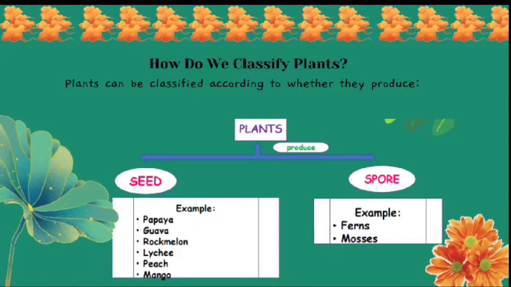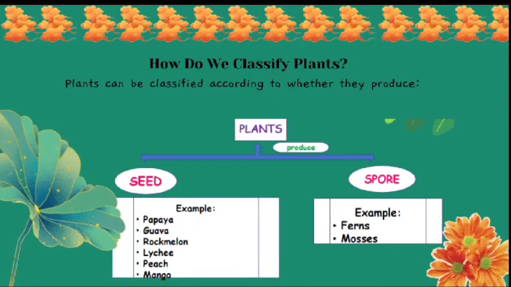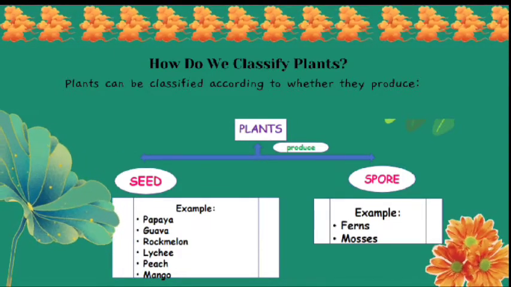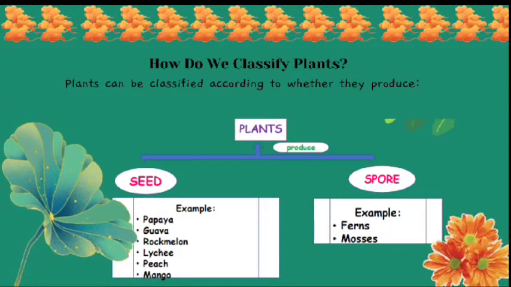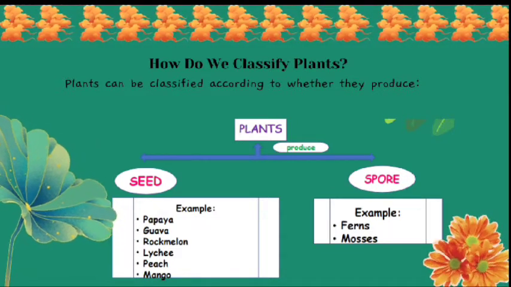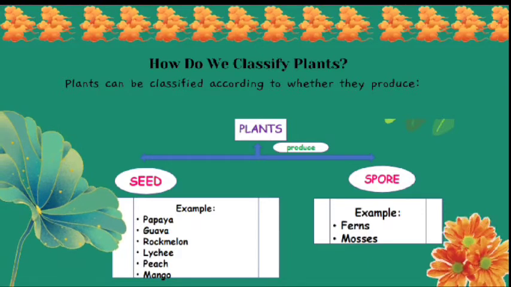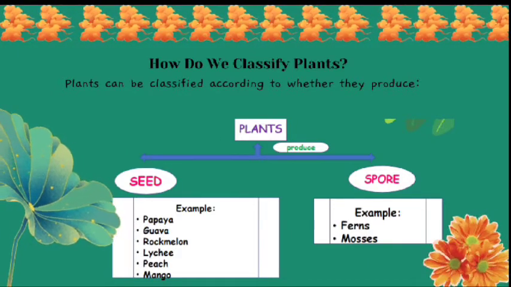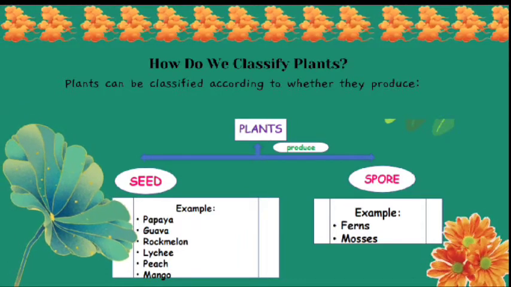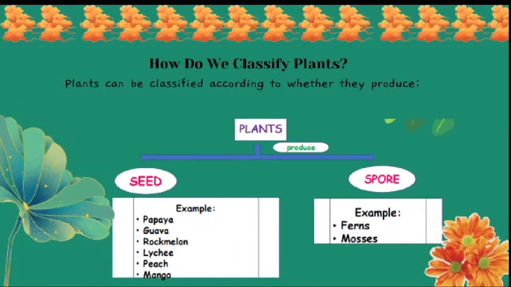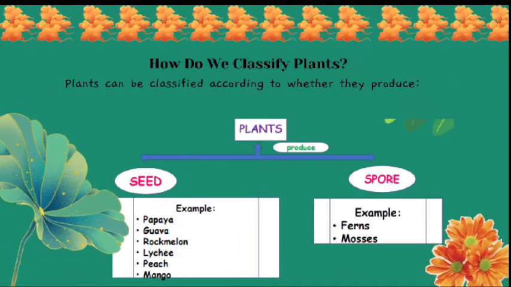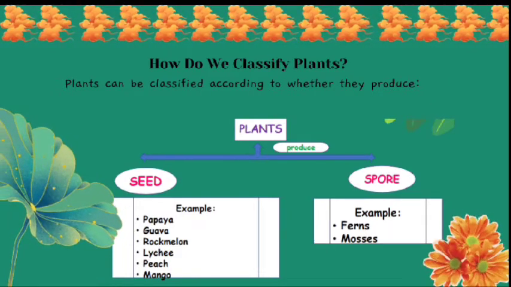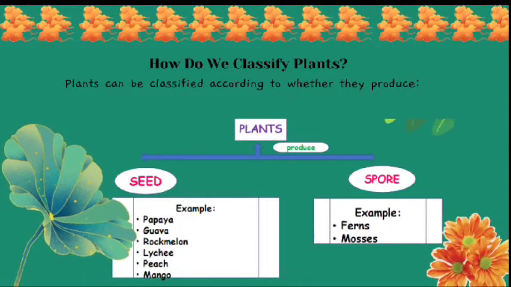How do we classify plants? Plants can be classified according to whether they produce seeds or spores. Plants that produce seeds, for example, are papaya, guava, rock melon, lychee, peach, and mango. Plants that produce spores, for example, are ferns and mosses.